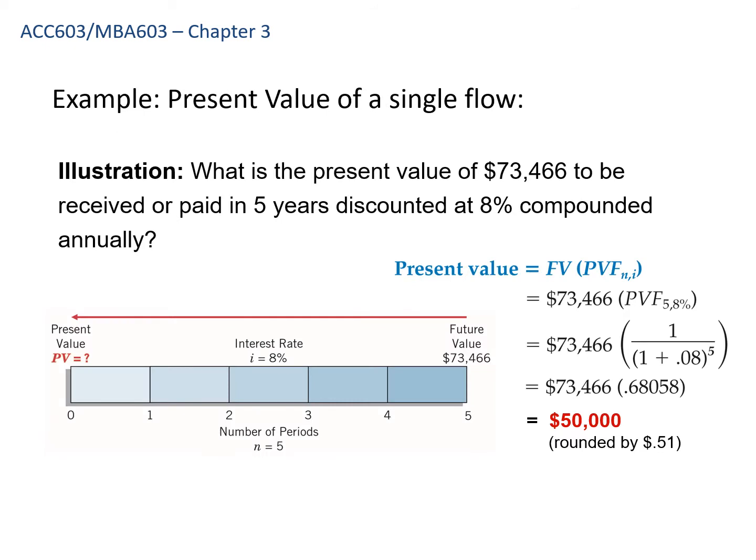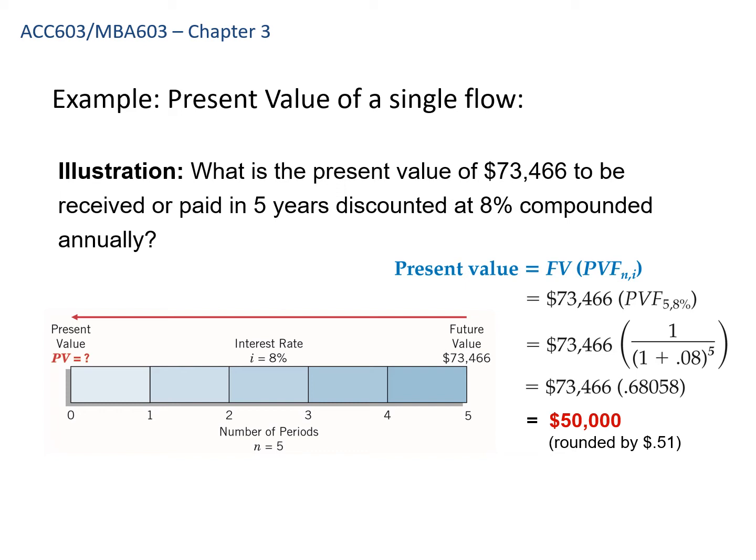So the present value of a single flow, so this company wants to know what's the present value of $73,466 that's going to be received, it could be received or paid, in 5 years. That's discounted at 8%. So that company's cost of capital is 8%. So you can see here the formula is a bit more complicated. 1 divided by 1.08 to the fifth, or I could look the number up in the chart and find that, okay? And that gives me $50,000 today.